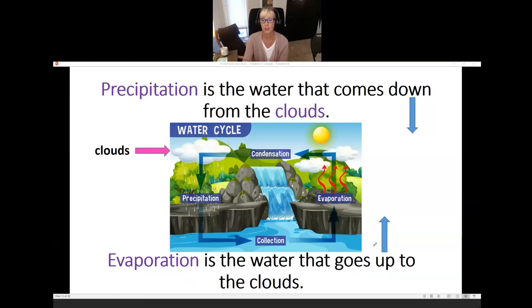Evaporation is the water that goes up. So precipitation comes down, evaporation goes up. And we can see in the picture here, evaporation is really water that goes up to the clouds. Okay? The clouds can hold so much water, and then when it's too much, the water comes down back to the land. So this is called precipitation. Precipitation comes from the clouds. Precipitation is down. Evaporation is up.